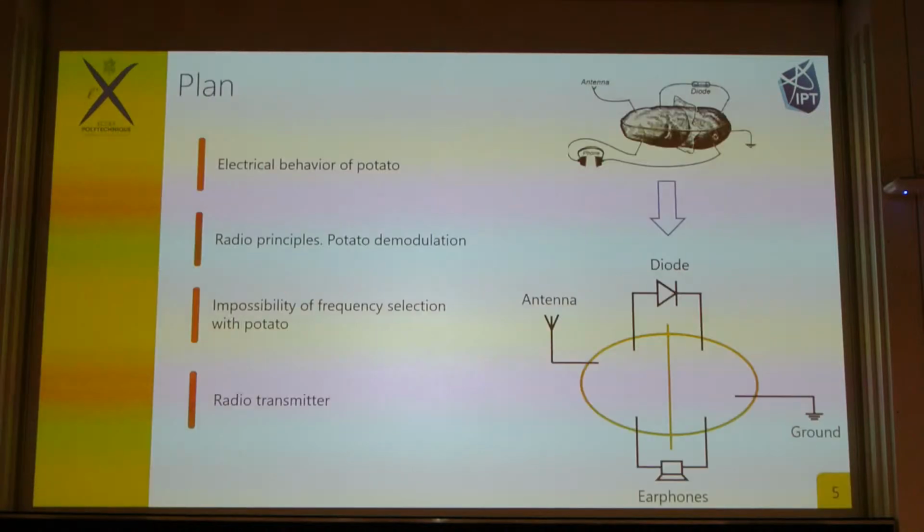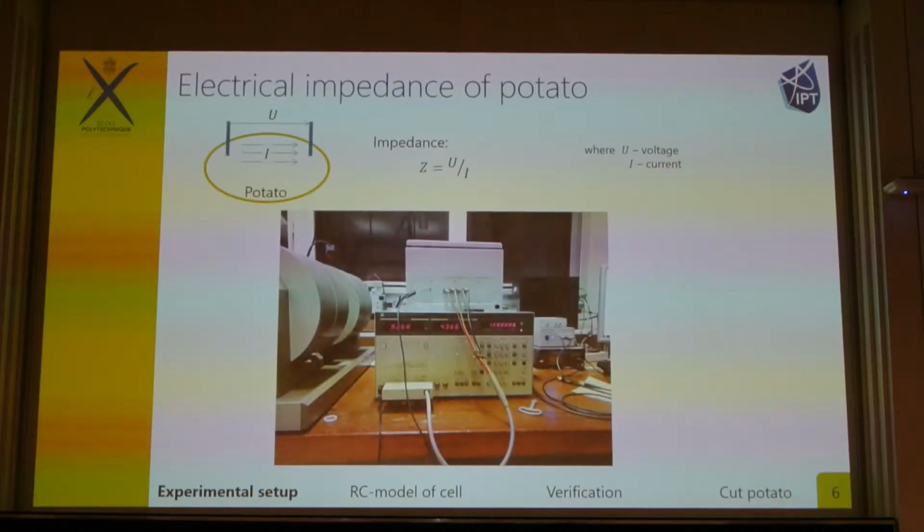So now I have to start my plan. My plan was like that. First of all, we will investigate the electrical behavior of the potato. Next, we'll go for the potato principle and actually show that the potato can demodulate the signal. Next, we'll show the impossibility of frequency selection by potato. And next, we'll go for the radio transmitter.